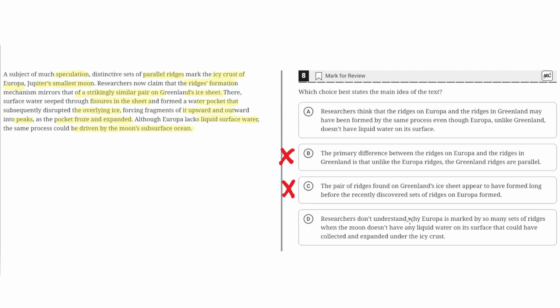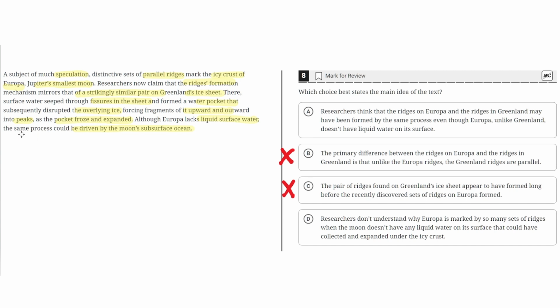D. Researchers don't understand why Europa is marked by so many sets of ridges when the moon doesn't have any liquid water on its surface that could have collected and expanded under the icy crust. This is incorrect because sentence 2 clearly says that the researchers now claim that the ridge's formation mechanism mirrors that of a strikingly similar pair on Greenland's ice sheet.